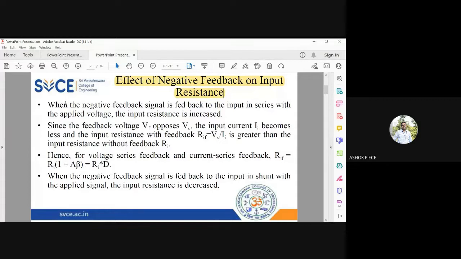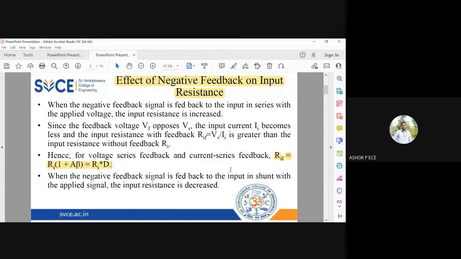Correct. That is how the negative feedback circuit is designed, right? On the input side you have a mixing network, and on the output side we have the sampling network. If the mixing is series mixing, then in series the input impedance is going to increase. So when I use a series mixing network, my input impedance increases, and it is given by RIF equal to RI into 1 plus A beta, or RI into D.